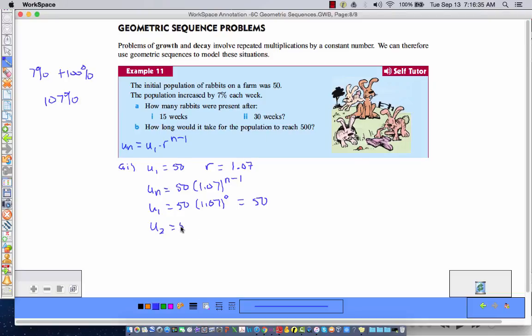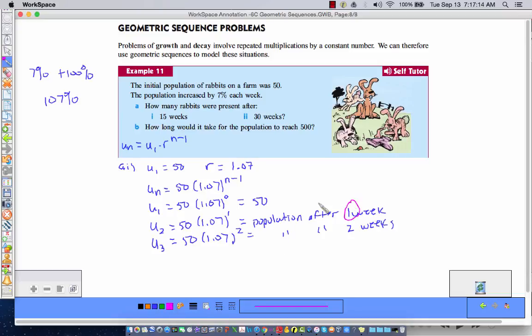So u sub 2 would be equal to 50 times 1.07 to the n minus 1. So that would be 1.07 to the first power, and that is the population after 1 week, right? Let's do u sub 3. So that would be 50 times 1.07 squared, and that's the population after 2 weeks. Now take a look at this, boys and girls. The week number is the same as the exponent, okay?